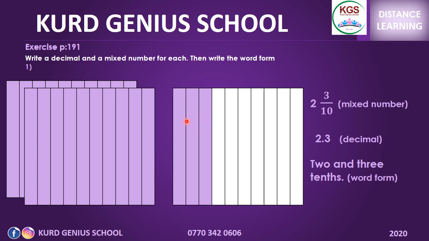So what does it mean? That means 2 and 3/10, because we have two complete squares colored in purple and only 3 parts out of 10 parts in the third square colored in purple. So the mixed number is written this way, 2 and 3/10, and this is how the decimal is written. The word form is 2 and 3 tenths. This is the word form.